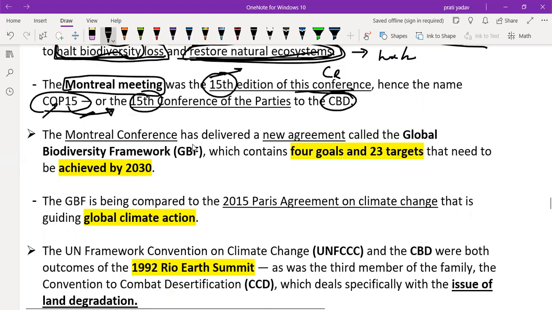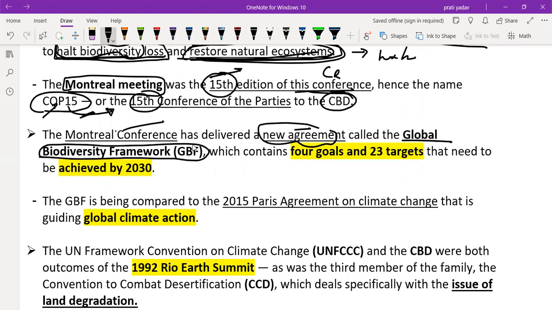The Montreal Conference has delivered a new agreement. Remember, this Montreal Conference, which concluded recently, delivered a new agreement called the Global Biodiversity Framework, GBF, which contains 4 goals and 23 targets. In the GBF, 4 goals and 23 targets need to be achieved by 2030. So by the end of 2030, the GBF plans to achieve the 4 goals and 23 targets. And the GBF is a new agreement of the CBD, or you can say of COP15 of the CBD.